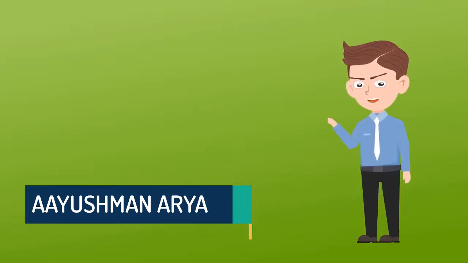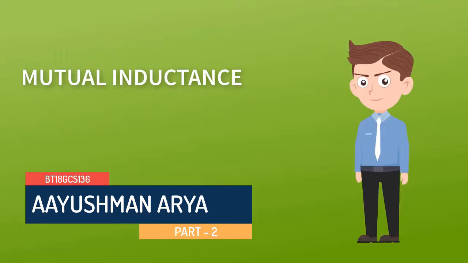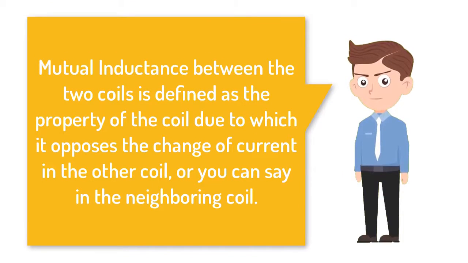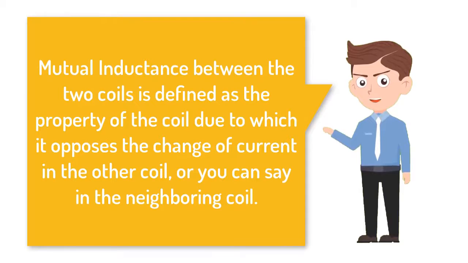So as my friend Pranav has explained self-inductance, now I'm going to talk about mutual inductance. Let's start by knowing its definition. Mutual inductance between two coils is defined as the property of the coil due to which it opposes the change of current in the other coil, or you can say in the neighboring coil.